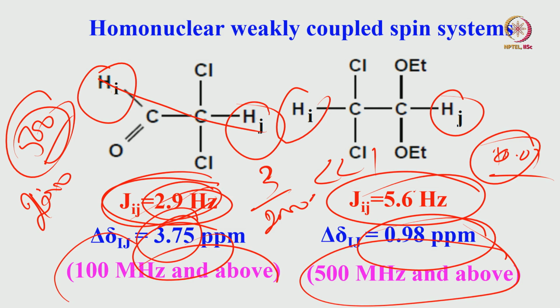Why am I telling you the frequency of the spectrometer here? As I told you, chemical shift difference in hertz varies linearly with the magnetic field. The same system, weakly or strongly coupled, if I go to a very high magnetic field, because the chemical shift difference becomes larger, it may become weakly coupled. Remember, strongly coupled can become weakly coupled at a very high magnetic field strength, because the chemical shift difference becomes larger, or weakly coupled at a very high magnetic field can become strongly coupled at low magnetic field. This is the important thing you should remember.